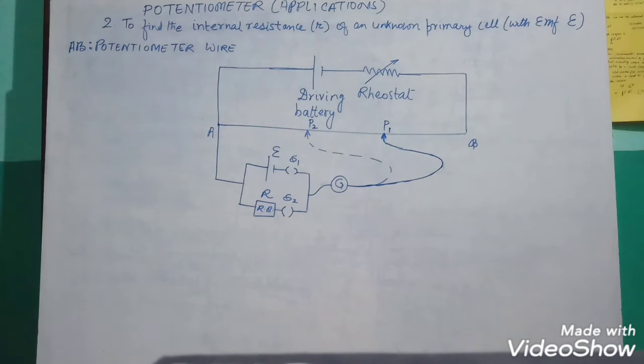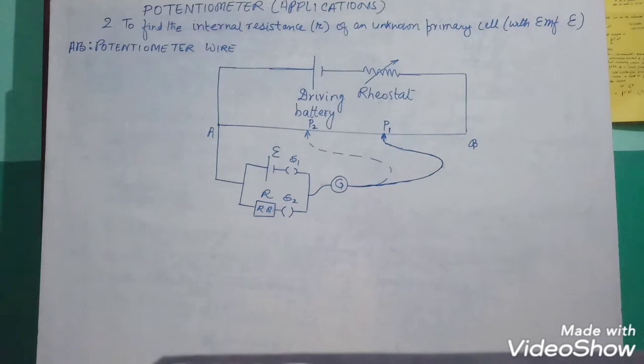In this lecture, we shall be discussing the next application of potentiometer, which is on finding out the small internal resistance of an unknown primary cell. The primary cell has an EMF E and it is unknown. So you can see the diagram.